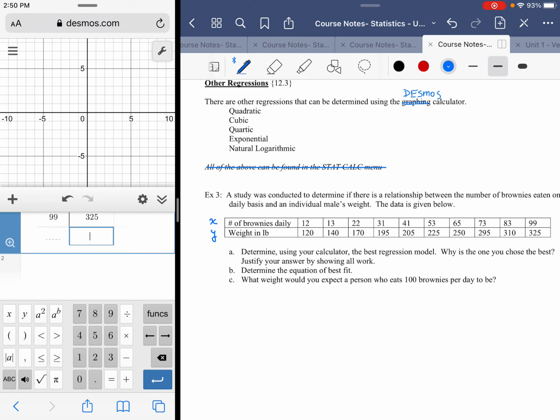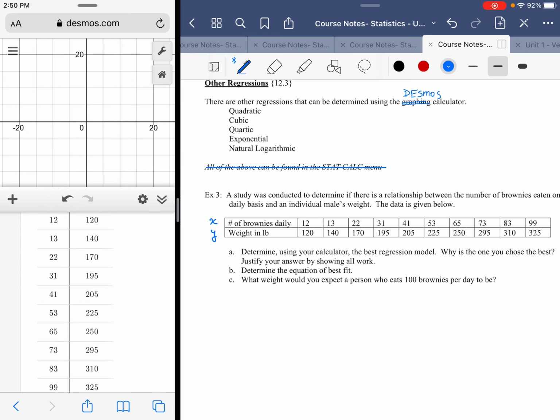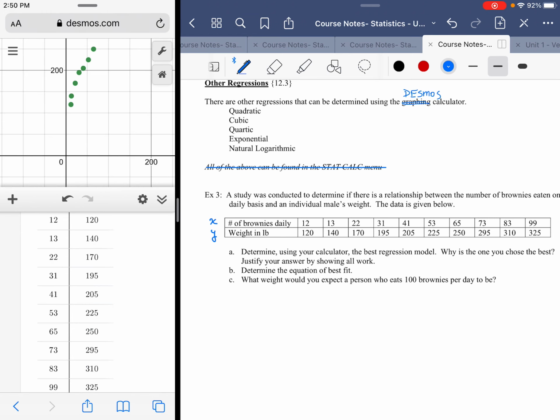All right. So we have all our information in. We could figure out a linear regression equation, but the first question says determine using your calculator the best regression model. All right. So which one is it? You know, is it quadratic, cubic, quartic, exponential, natural logarithmic, or maybe it's the linear regression model? I think it all starts with maybe we should have a look at the scatter plot and see what's going on there. Now this is a default negative 10 to 10 window, so let's pinch out and see if we can find some points.